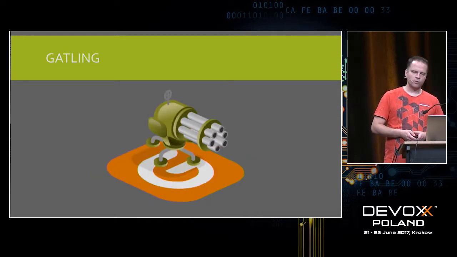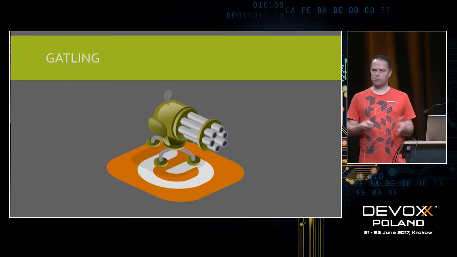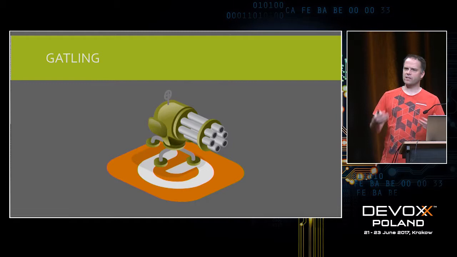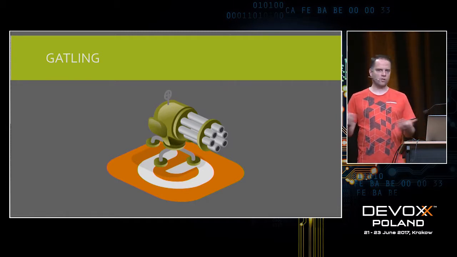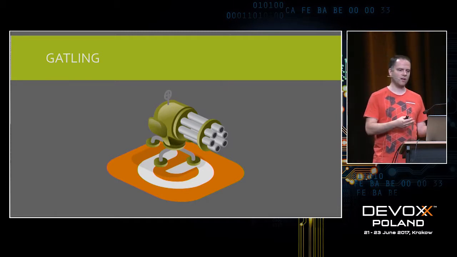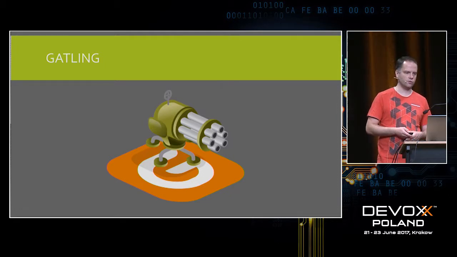Then we started doing some performance tests with Gatling. Anybody of you already used Gatling? OK. So Gatling basically has a Scala DSL and is really easy to use. I've used JMeter in the past, but I like Gatling a lot better. It's really easy to get started with.